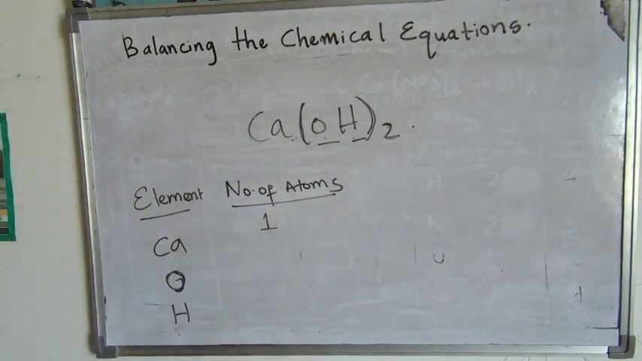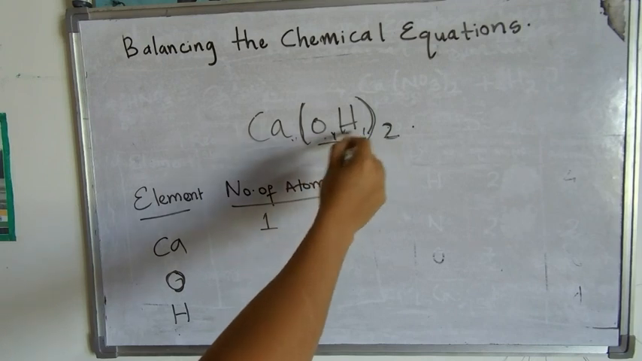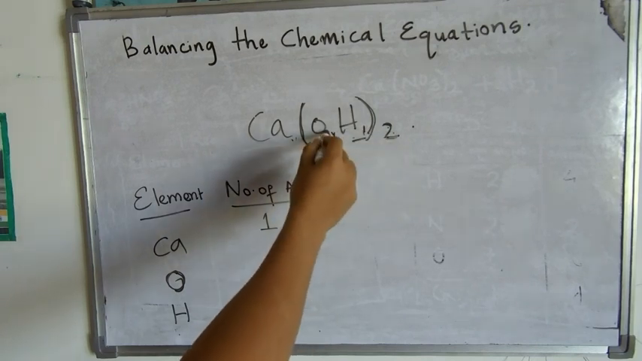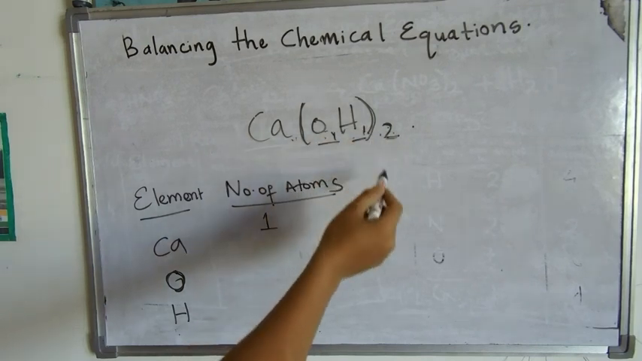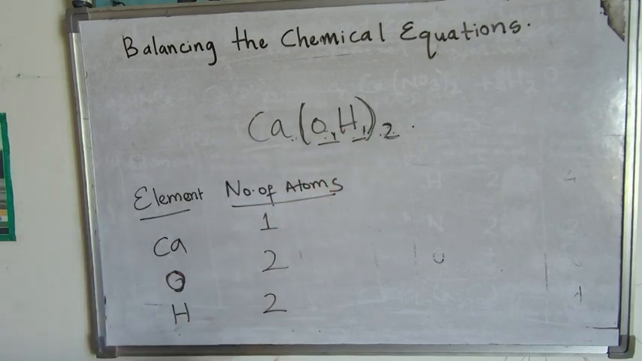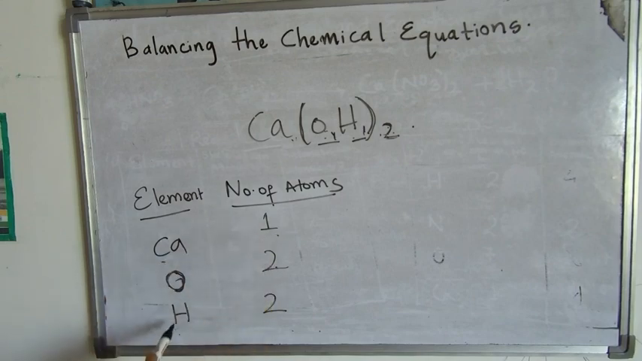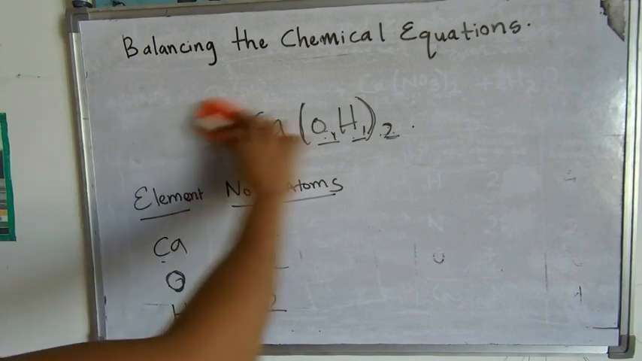And as I have told you, if there is nothing, there is always 1. So it always multiplies this 1. So 2 times 1, oxygen will be 2, and 2 times 1, hydrogen will also be 2. So we have calcium 1 atom, oxygen 2 atoms, and hydrogen 2 atoms. This is how we identify the number of atoms in a chemical compound.